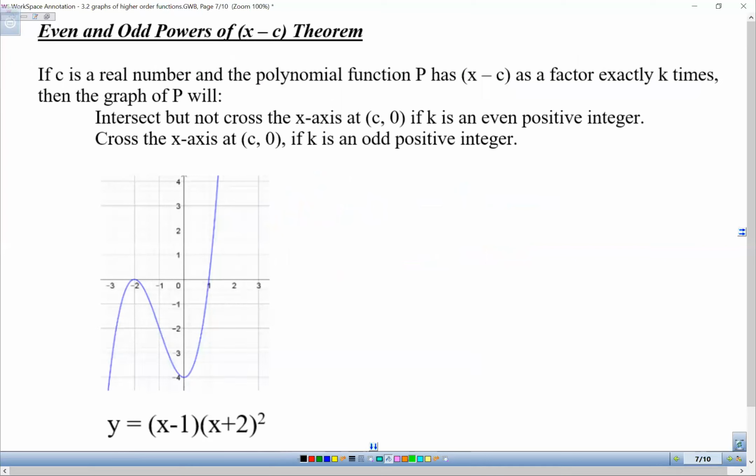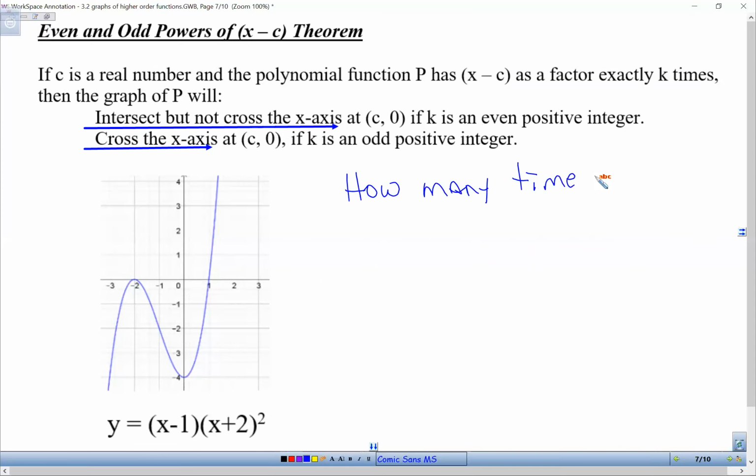So when we sketch it, there's two things that can happen at the intercepts. This is the third thing that we need to find out. So either the x-intercept is going to intersect but not cross the x-axis, or it's going to cross the x-axis. Okay. And what you're looking for here, I don't like the wording for this, so I'm going to give you a different way to think of this. We're looking for how many times does each factor occur? Or how many of each factor do we have?